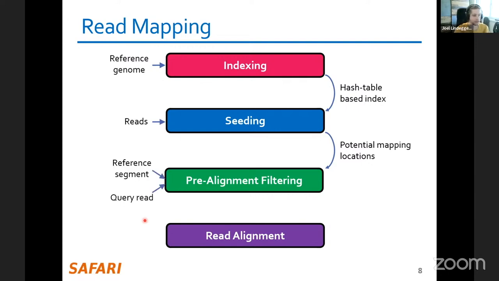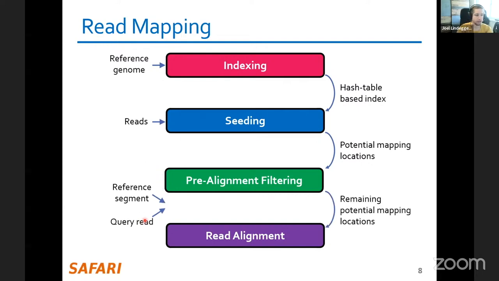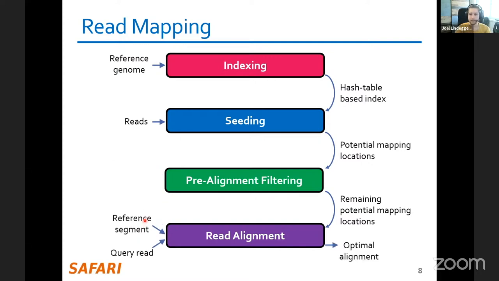We need a reference segment and a query read from there, which can be obtained by just looking up parts of the reference and read based on the seeding. And then finally, the ones that pass the filter go into pairwise sequence alignment, or read alignment. That optimal alignment is then the final output of read mapping. So as it turns out, this alignment part is really where much of the issue is in this pipeline.